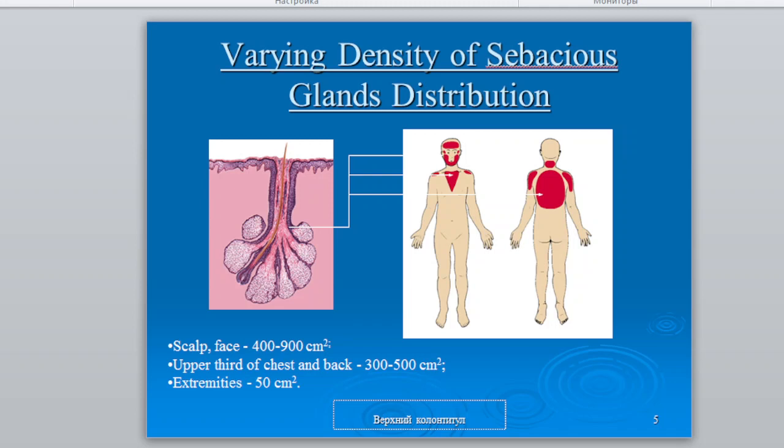Next, varying density of sebaceous glands distribution. Scalp, face: 400-900 per square centimeter. Upper third of chest and back: 300-500 per square centimeter. Extremities: 50 per square centimeter.